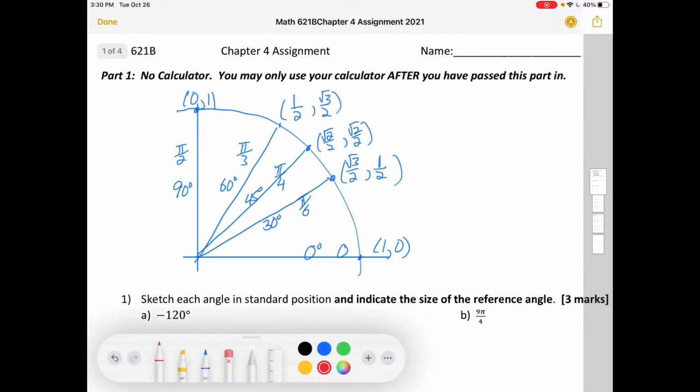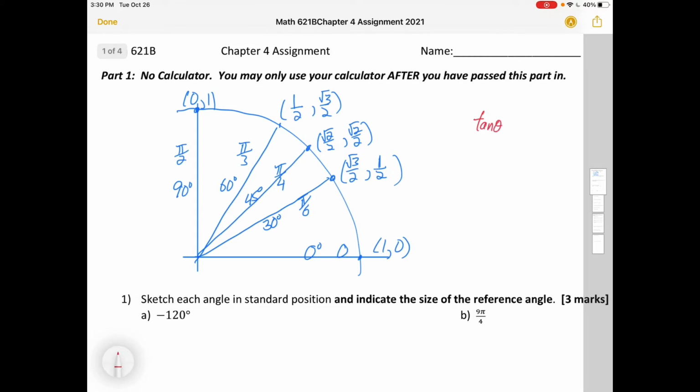If I want to put those tangent values on, tangent's always y over x. So for this first 0 degrees, or 0 radians, I get 0 over 1, which is 0. Up top, I get 1 over 0, which is undefined. And for the other ones, I have 1 over root 3, which you can also write as root 3 over 3. And 1 and root 3. Throughout the assignment, I'll be referring to this unit quarter circle.